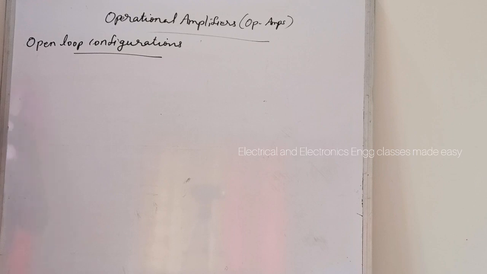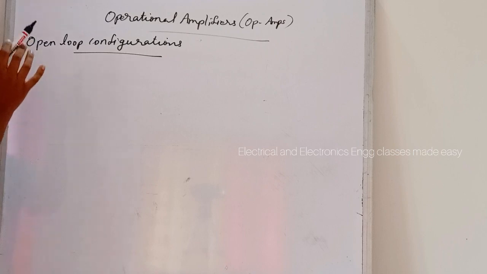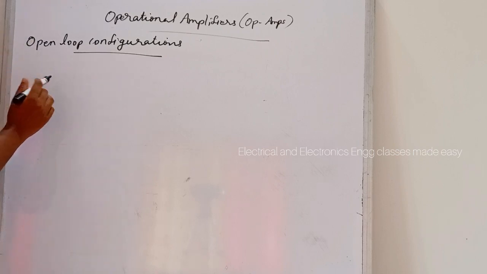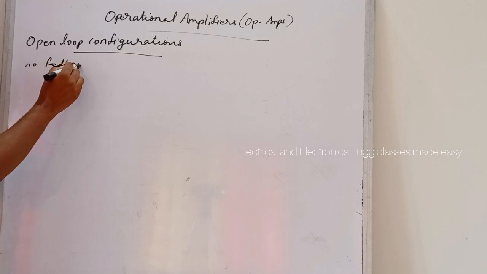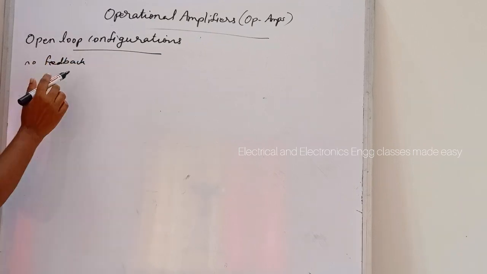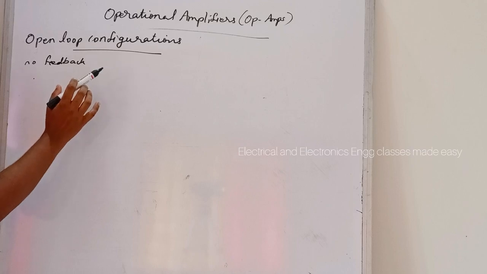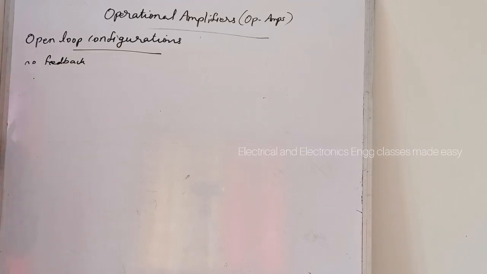Today's class is the continuation of operational amplifiers. So let us study about the open loop configurations of op-amp. Open loop means there is no feedback, and this is the simplest possible way to use an op-amp.